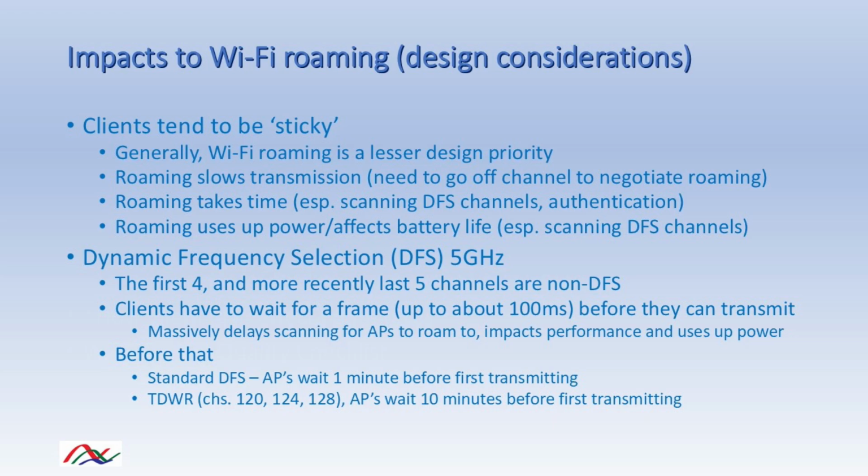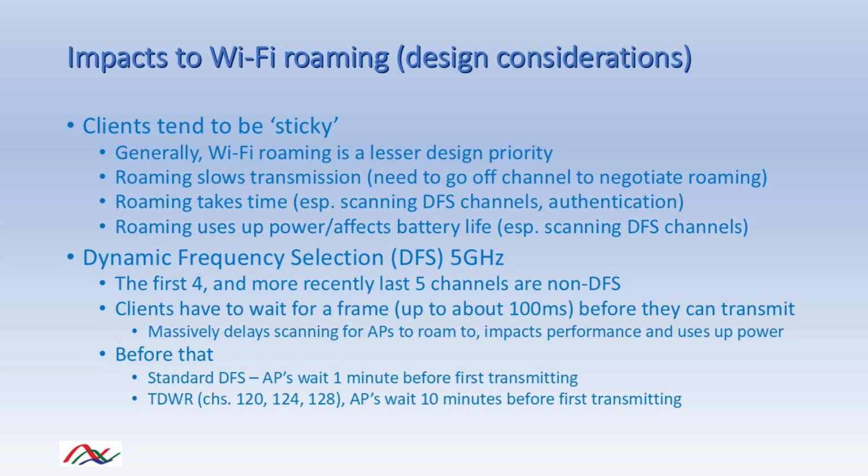Only the first 4 20 MHz wide 5 GHz channels, and more recently the last 5 20 MHz wide 5 GHz channels, are non-DFS for indoor use by Ofcom in the UK, and the more recent change may not be implemented by all client devices. From a roaming point of view, client devices on DFS channels have to first wait for certain valid Wi-Fi frames before they can transmit. Clients need to transmit probe requests to determine the capabilities of APs supporting the current SSID before they can roam. And valid frames on DFS may be a beacon frame for SSID announcements, a probe response requested by another client, or an unsolicited probe response sent out by the AP.